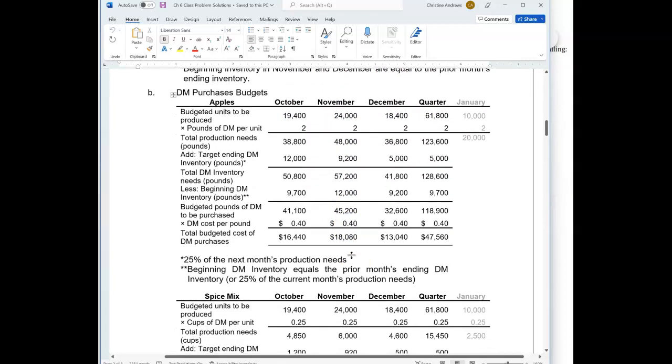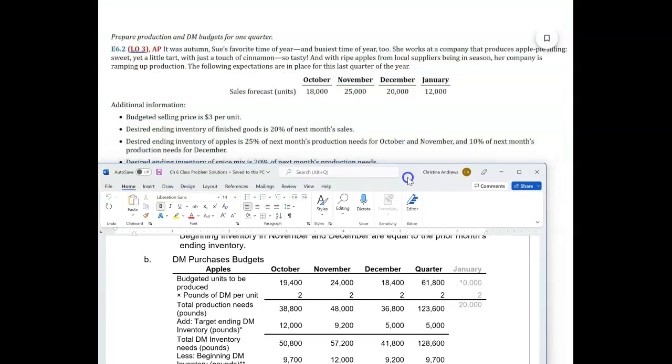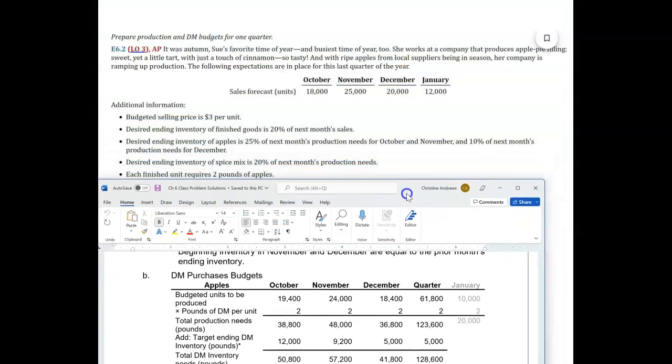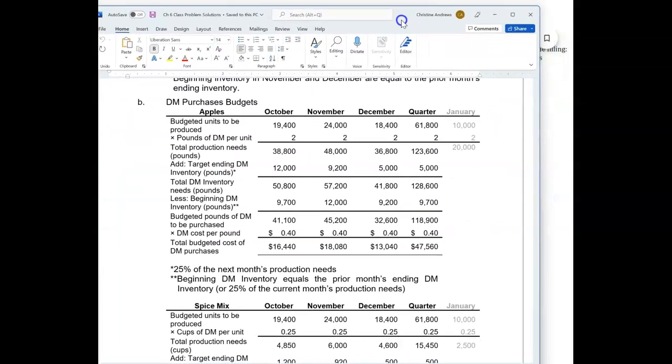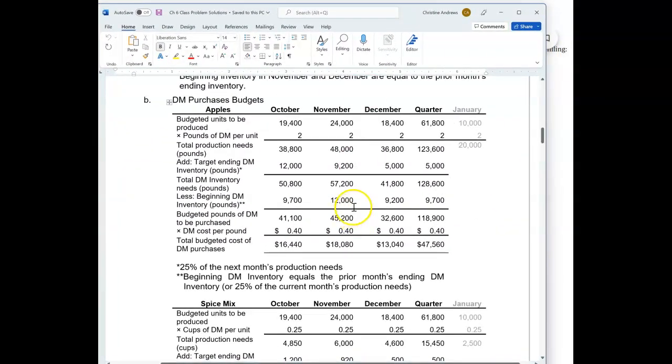Okay, and we need 2 pounds of direct materials per unit. Each finished unit requires 2 pounds of apples. So now I lost my place. Okay, here's our 2 pounds.